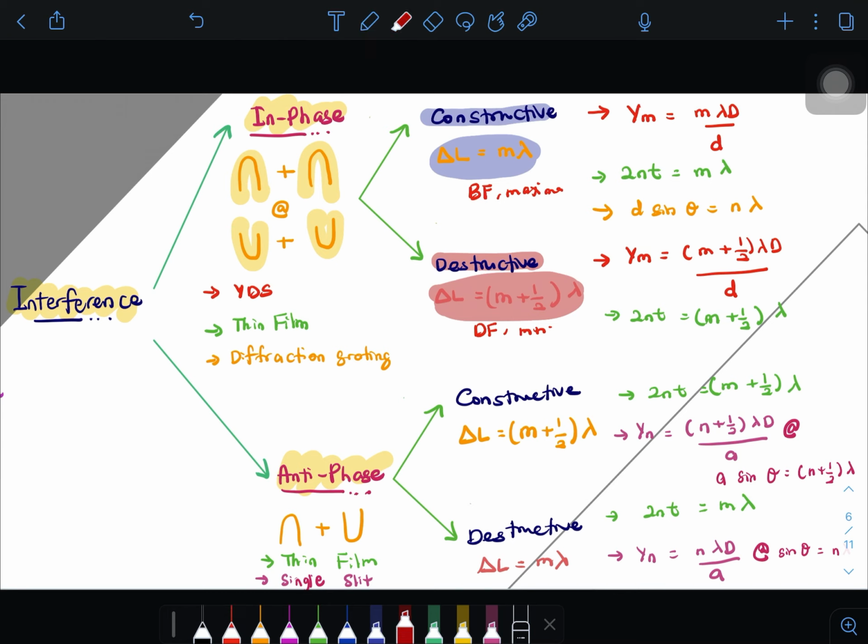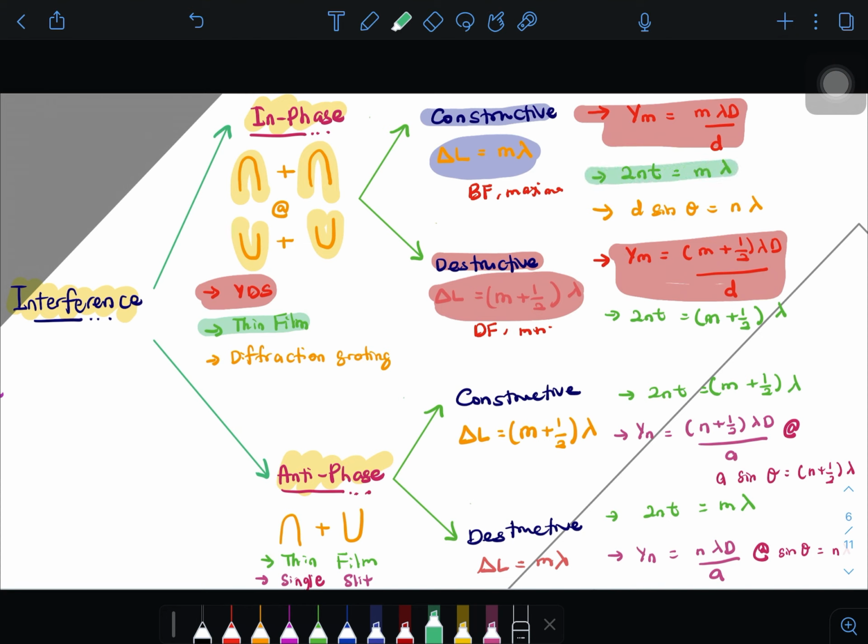Apa yang berada dalam in phase? Kita dah belajar in 8.3, which is Young double slit. So kalau Young double slit, dia constructive, equationnya akan jadi M lambda D over d. Kalau destructive, dia akan dapat this equation. And 8.4, kita belajar thin film. Thin film, dia ada dua. In phase constructive, this is the equation. Then in phase destructive, this is the equation.